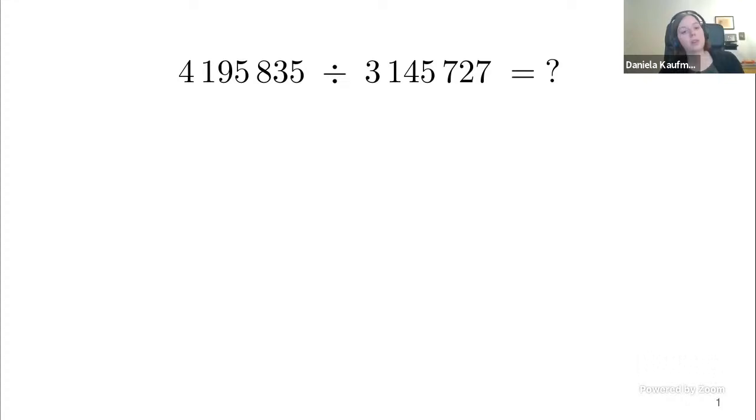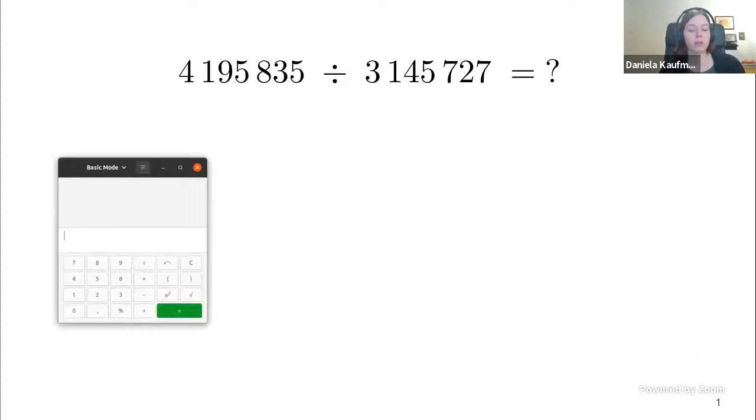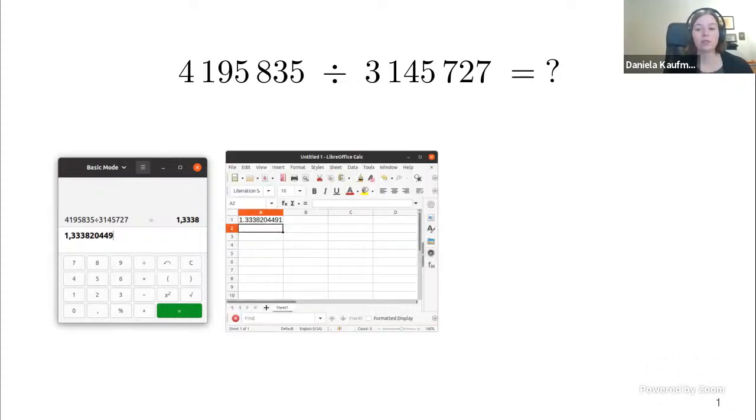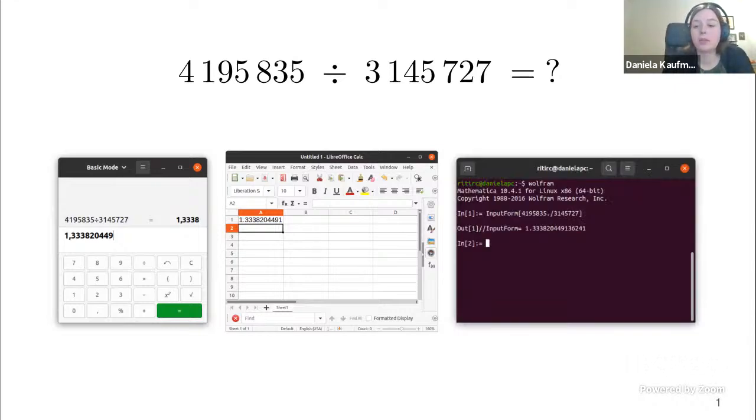So let's use a calculator to solve this equation. Type in the first number divided by the second number, and then we get the result. Obviously, we could also use something like Excel for that, or a computer algebra system if you prefer. But nevertheless, in each of these tools, we get the same result, namely that the solution is 1.3338. So far, so good.